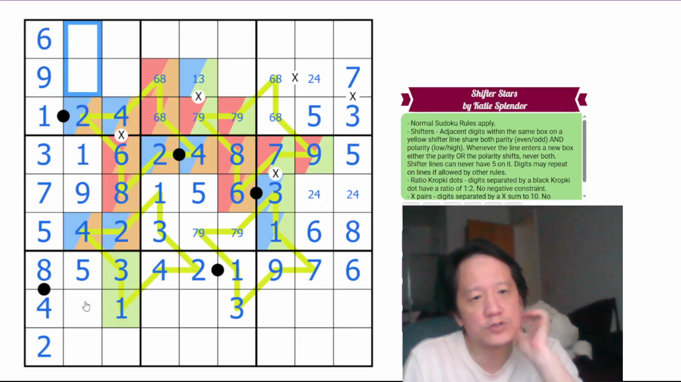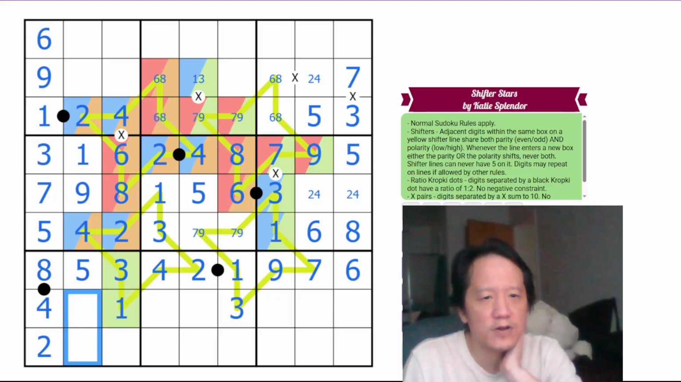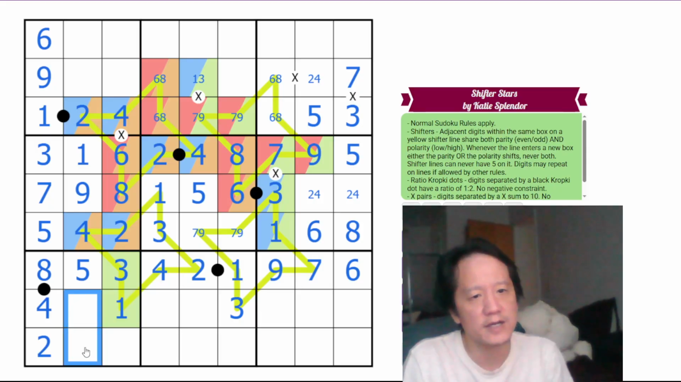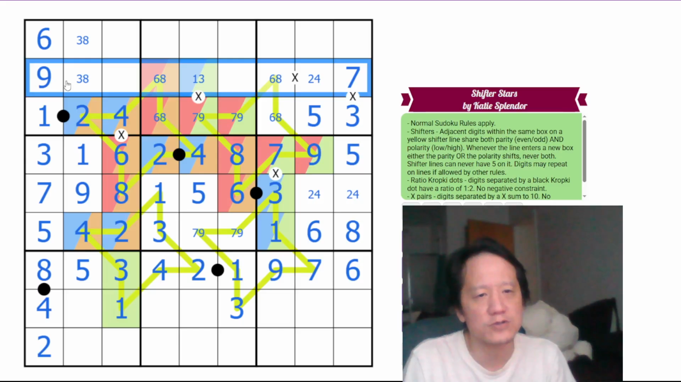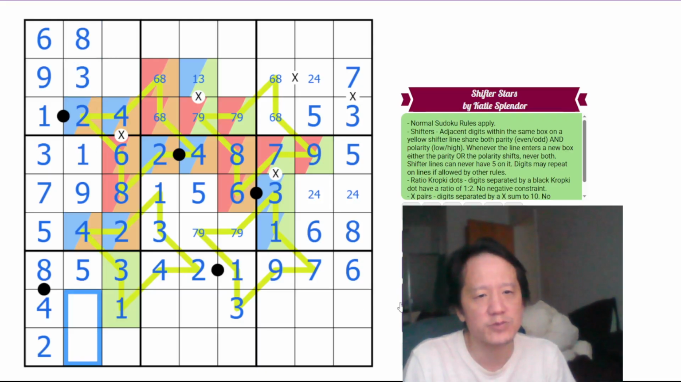In column 2, we have remaining digits as 3, 6, 7, 8. 3 and 8 cannot be here, so they both must be here. This is a 3, 8 pair. But because of the 6, 8 pair in row 2, we can eliminate 6 and 8 in the rest of the row. So this can't be 8. This is 3. This is 8. This has to be then 6 and 7 remaining.